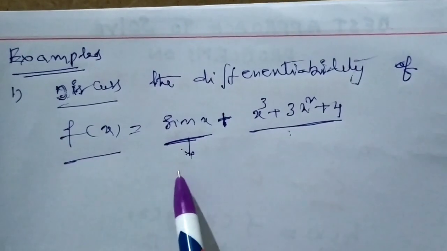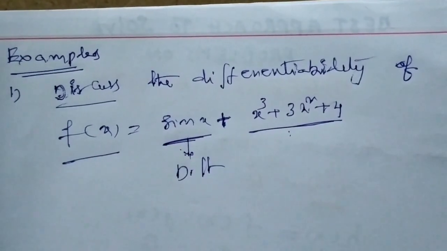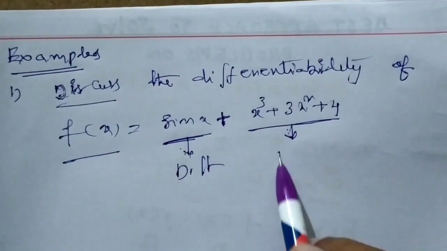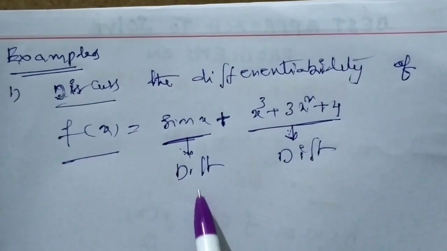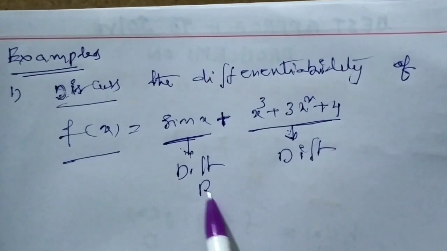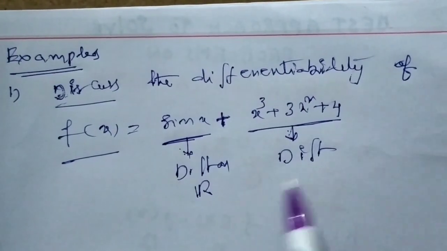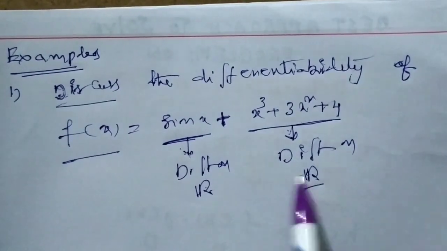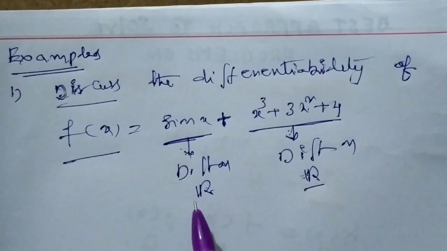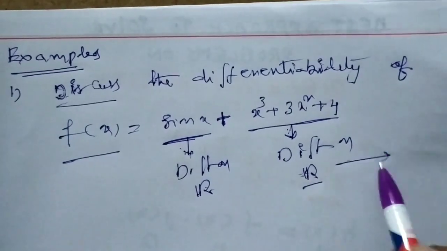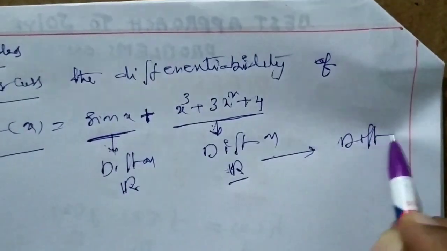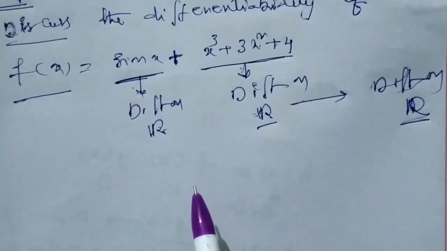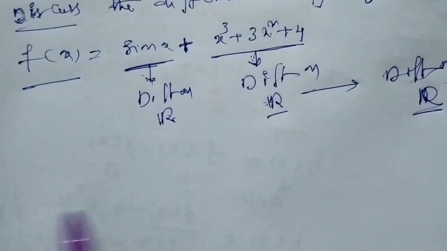Sin x is a differentiable function everywhere as it is a smooth curve, and this is a polynomial curve, which is always differentiable on R. It is differentiable on R, and differentiable on R. The sum of two differentiable functions is also a differentiable function. Therefore the resulting function is differentiable on R. So f of x is differentiable on R. This is the first example.